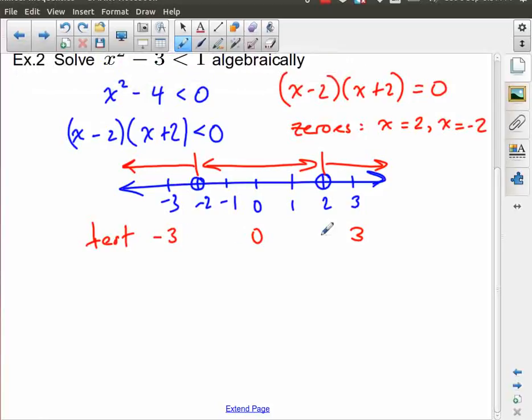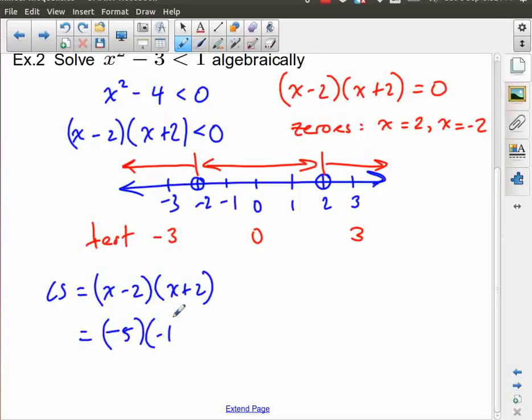What I want to do is see, when I take this value of negative 3 and put it in here, what do I end up getting? Do I get something that's less than 0 or greater than 0? So my left side, which is equal to, and I'm going to write it out just this one time, I'll actually rewrite the x minus 2 and the x plus 2, and I'll put a negative 3 in there. Negative 3 minus 2 is negative 5. Negative 3 plus 2 is equal to negative 1.